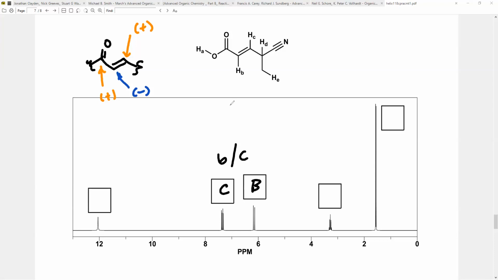Again, we figured out 12. That's always the carboxylic proton, so that's A. All that's left is now D and E. And think about it. Who's closer to the nitrile, the electron withdrawing group? It's D. So I didn't even look at multiplicity. I just thought about chemical intuition and I got all of those.